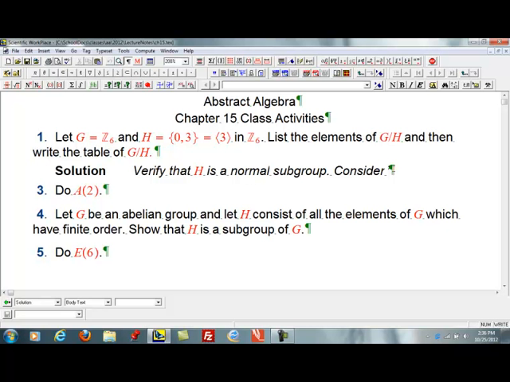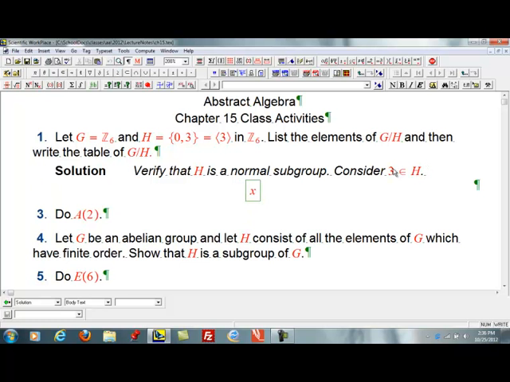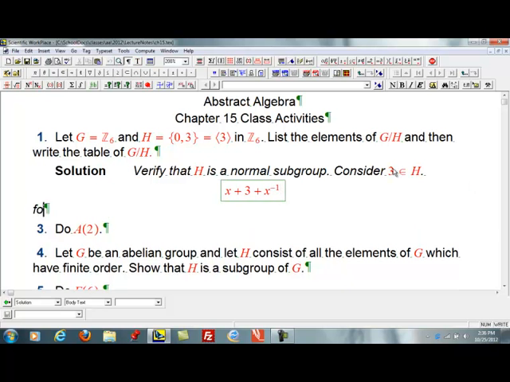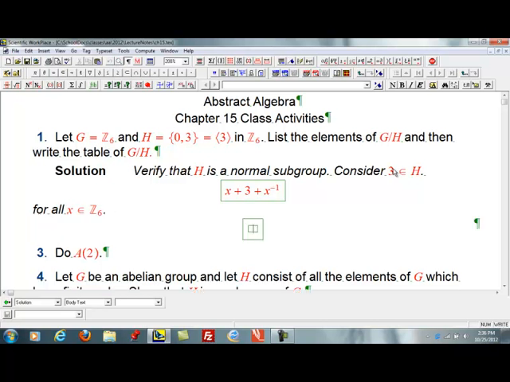Okay, verify that H is a normal subgroup. Unless, of course, I cut it out. So we're going to consider the value 3 in H, and we're going to look at x plus 3 plus x inverse for all x in G. So let's just look at it. When you're looking at 0, what is 0 inverse, by the way? 0. So 0 plus 3 plus 0 is equal to 3, which is in H.